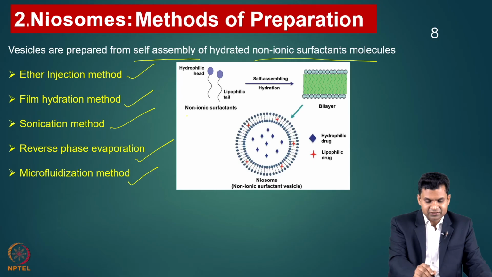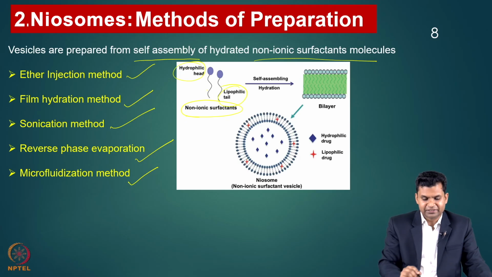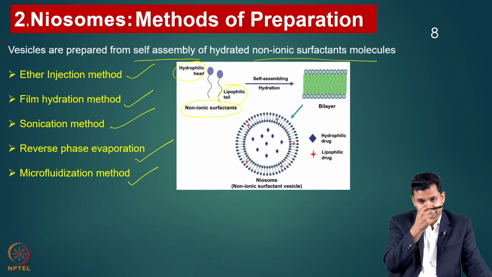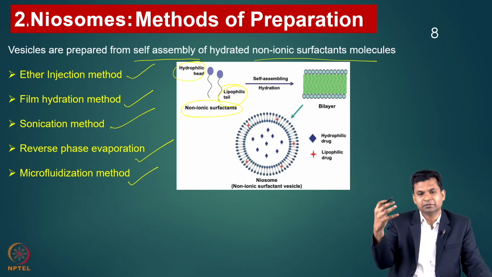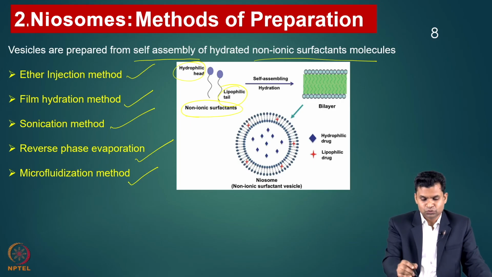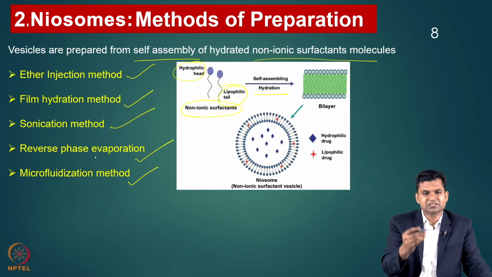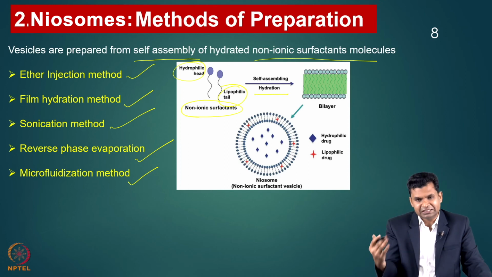Now we can see here this is a non-ionic surfactant. As we have seen, it has a hydrophilic head and a hydrophobic tail. When you disperse it in a water medium which contains cholesterol, it will form bilayers. So, through self assembling in the hydration by any of these techniques, you can use ether injection or film hydration, which will give the bilayer vesicles.